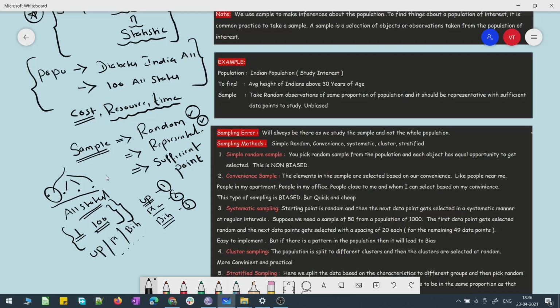The ratio of distribution of data in the population should be similar in the sample also. That's the ideal rule, which you have to ensure is being met.